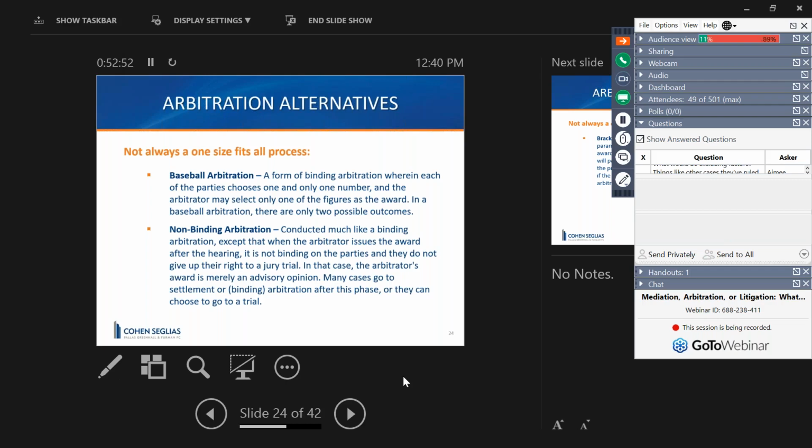That's baseball arbitration. For non-binding arbitration, again, I'm not a big fan of it, because now you are trying the case twice. You have a non-binding arbitration in front of an arbitrator. You're then going to court if you don't like what that arbitrator says, and you are now trying the case in front of a judge and possibly a jury.